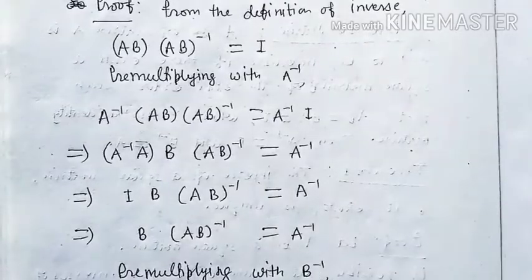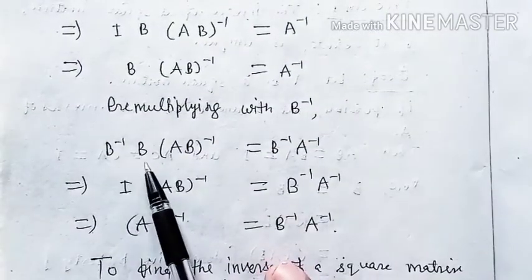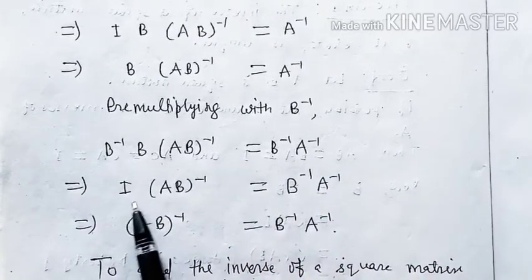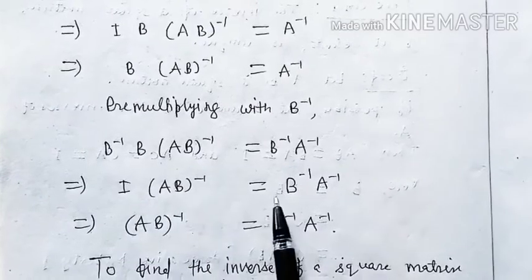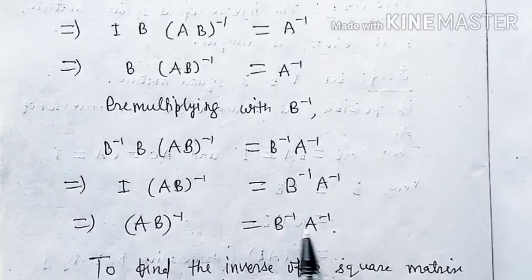Now pre-multiplying with B inverse, then we have B inverse B, (AB) whole inverse is equal to B inverse A inverse. Now B inverse B is I, so (AB) whole inverse is equal to B inverse A inverse.